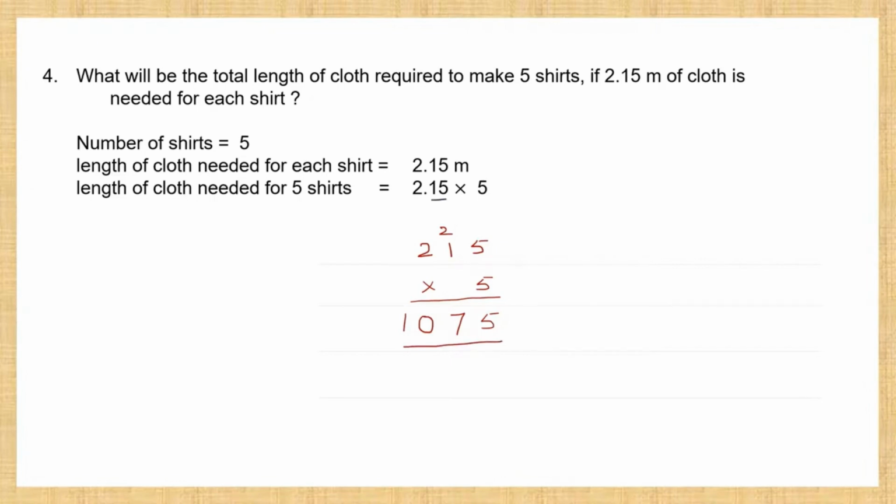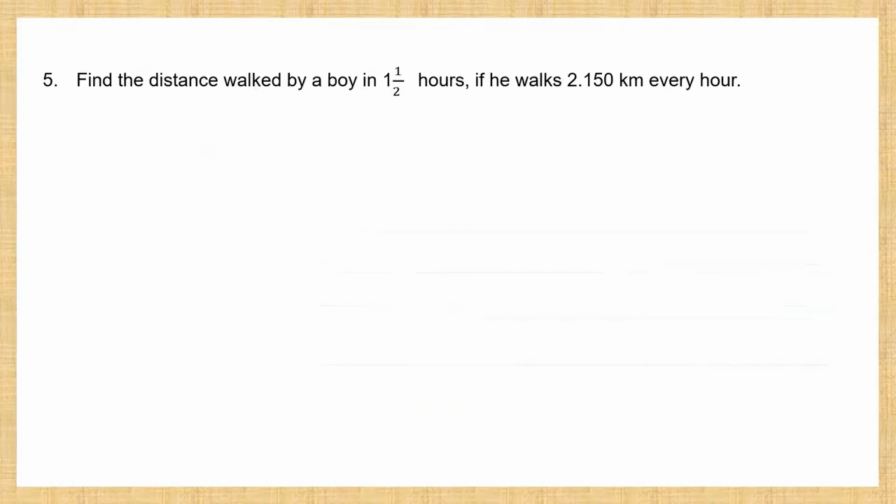Let's go back to the question. After the point, there are 2 decimal places. My answer also should have 2 decimal places after the point. So let's move 2 places to the left. So my point comes here. So what is my final answer? Length of cloth needed for 5 shirts is 10.75 meters. So you need so much of cloth for 5 shirts.